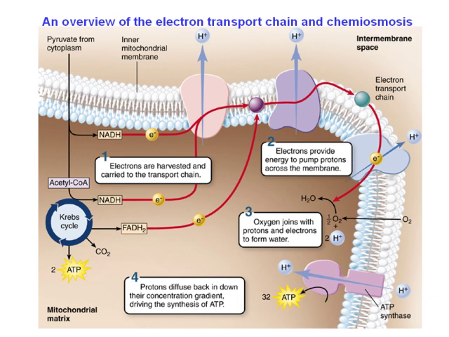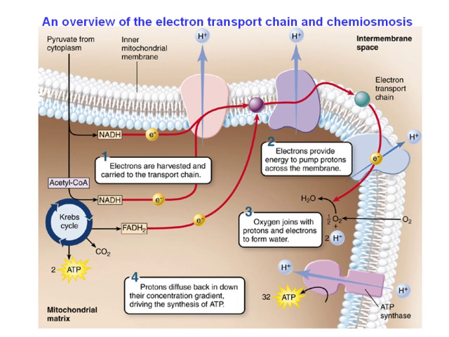Here we have an overview of the electron transport chain and chemiosmosis. If you look at number 1, you have electrons being harvested and carried to the electron transport chain. What we have here is a situation where electrons are going to be created from glycolysis and also from pyruvate oxidation. And we're going to then come into the inner mitochondrial matrix in the Krebs cycle.